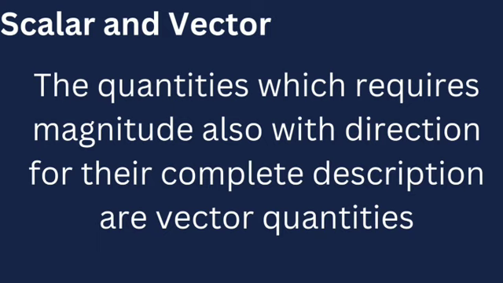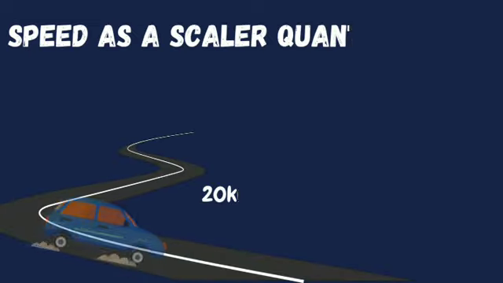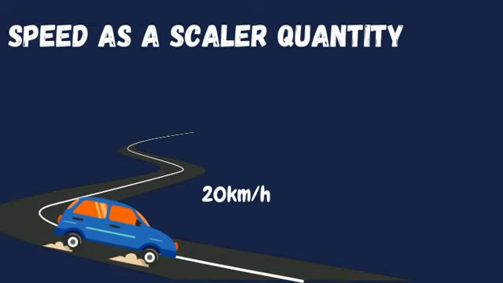In short, vector quantities are those in which we not only discuss the numerical value and unit, but we also discuss the direction of the quantity. The common examples of vector quantities are force, momentum, acceleration, etc. So, speed is a scalar quantity and velocity is a vector quantity.